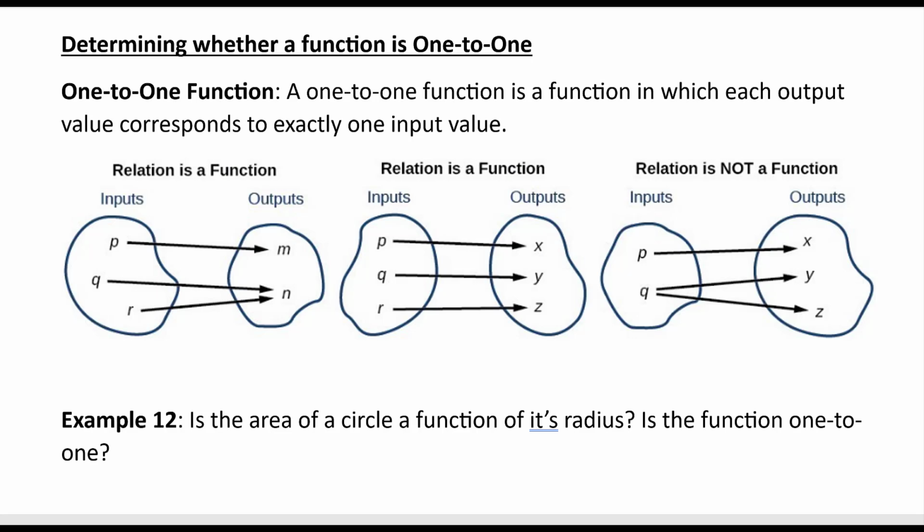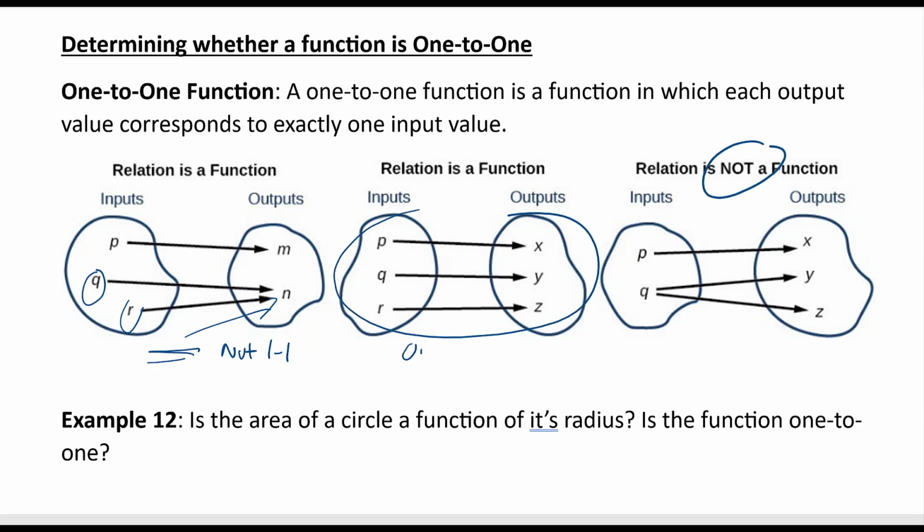Before, we could have it to where, for example, Q and R go to the same thing. And this is a function, but it's not one-to-one. And this one's not a function. But this is a one-to-one function, because that goes to this one, this goes to that one. Q goes to Y, Y goes to Q, or Y points to Q. Meaning on the output values you can tell what was the input value.